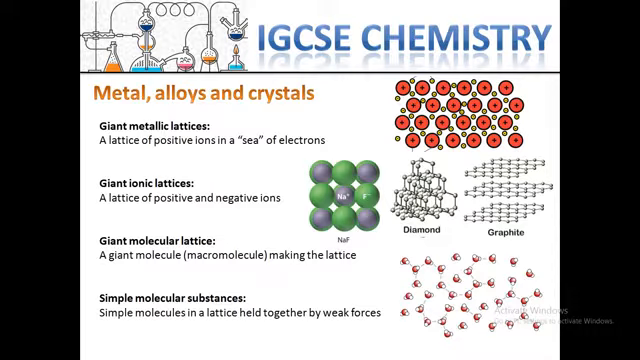The first one is giant metallic lattices. We studied before what the metallic bond and ionic bond are, but this is the result of the metallic bond after many thousands or millions of metal ion atoms connect to each other. They will create a very big, or giant, metallic lattice: a lattice of positive ions in a sea of electrons, which we learned before.